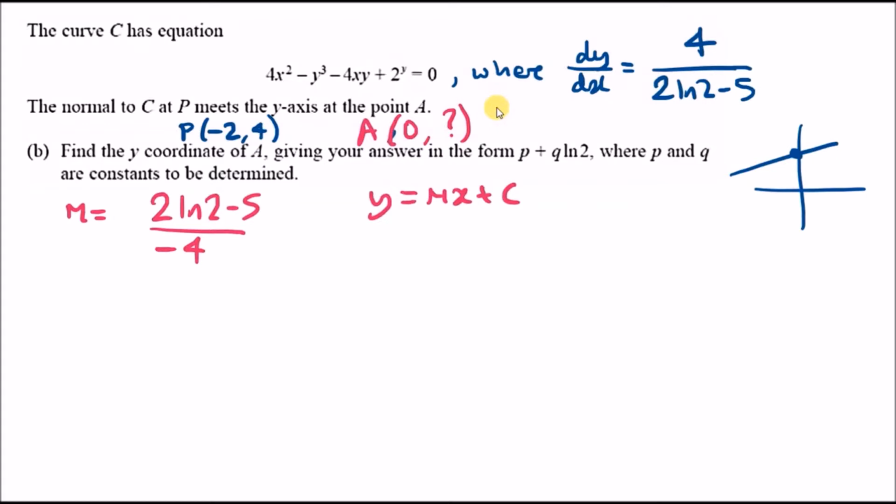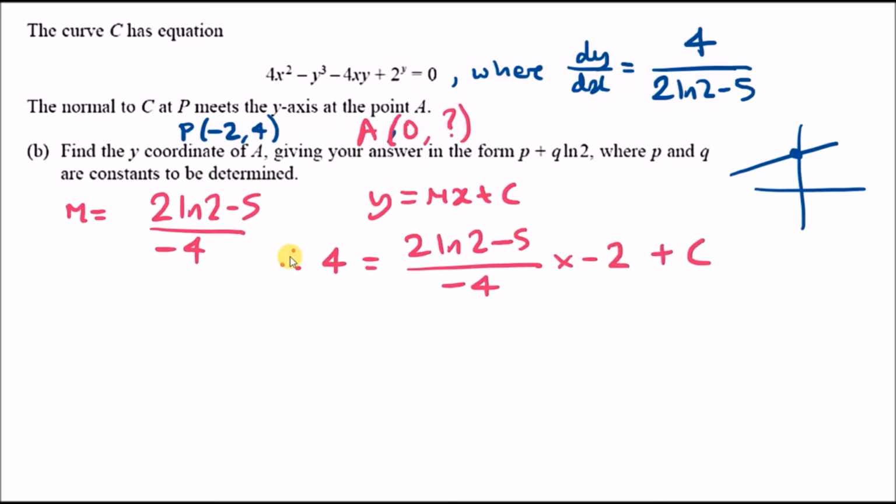Another thing to note is that because it's the normal at point C, we can also establish the fact that we have a point P. So we can sub in the values of -2 and 4 into this equation and the value of m, and we can get c. And then hence we can find the value of A. So let's do that quickly. We can say 4 equals 2 log 2 minus 5 all over -4 times x, which is -2, plus c.